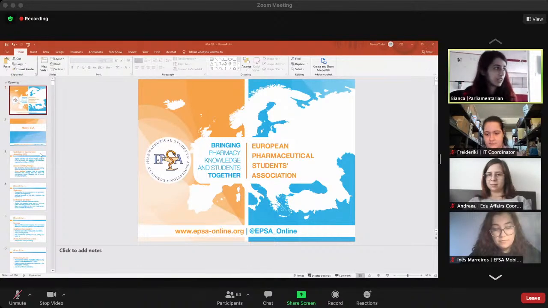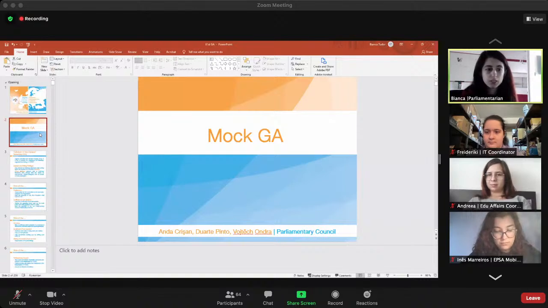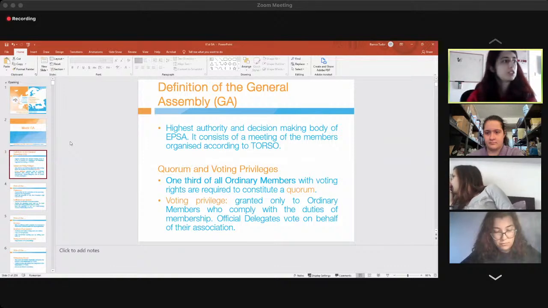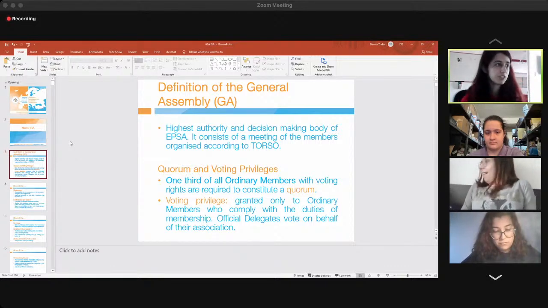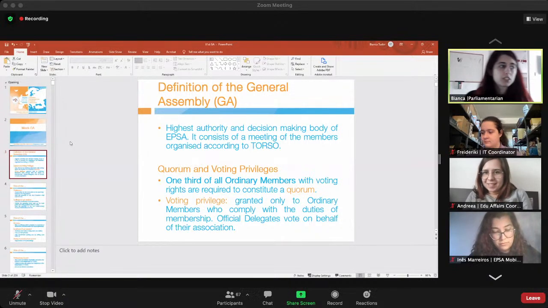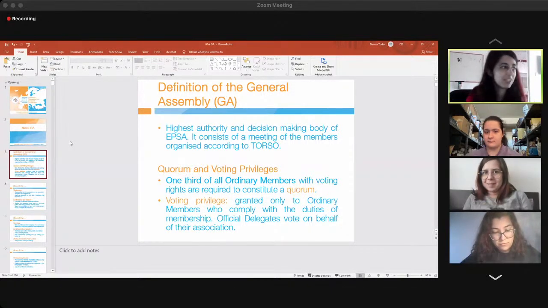And I will present you a few details about the General Assembly for those of you who could not attend the GA preparation meeting. So the definition of the General Assembly: it is the highest authority and decision-making body of EPSA. It consists of a meeting of the members organized according to TORs, this meeting.